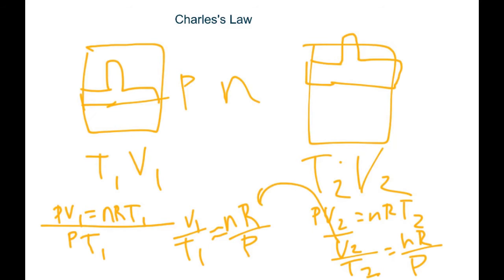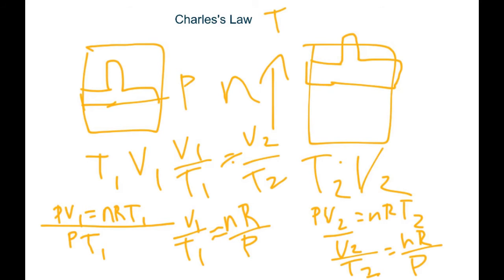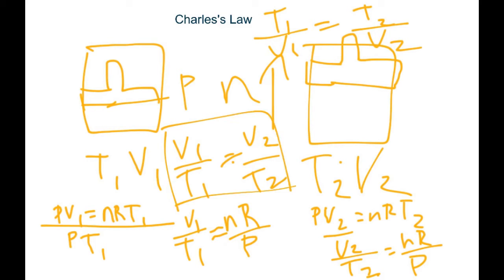So we can substitute V2 over T2 for NR over P. So this could go over here, and we end up with V1 over T1 is equal to V2 over T2, and this can be rewritten as T1 over V1 is equal to T2 over V2, whichever way you want to write it, but they're both Charles's law because they relate T1, V1 and T2, V2.